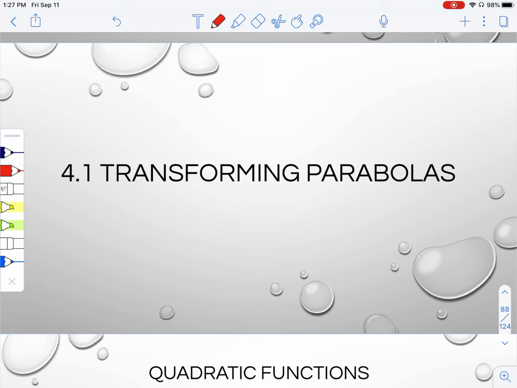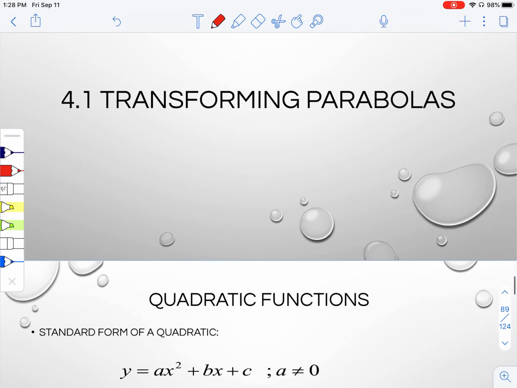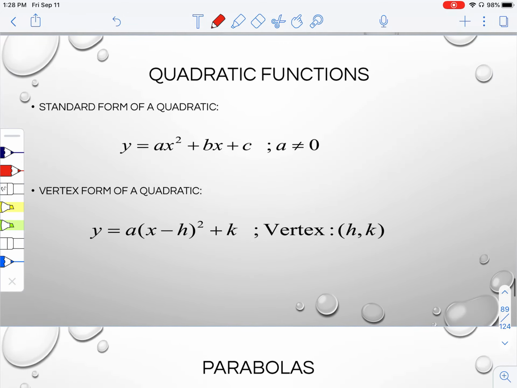All right, welcome back, everybody. We're going to continue with Unit 4, Transforming Parabolas. A lot of this work is review from when we transformed absolute value graphs. So it's a lot of parent graph stuff. So I'm going to zip through this and make this short and sweet.